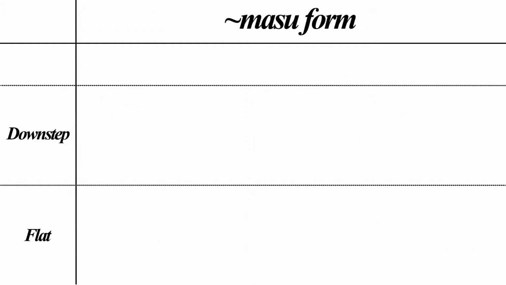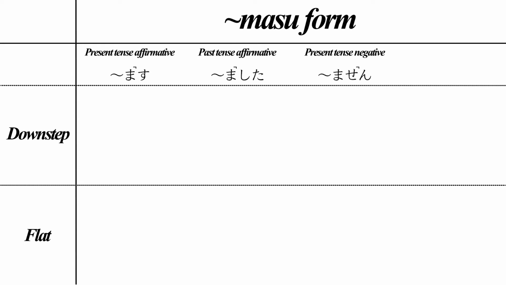First, let's take a look at the masu form. In the masu form, the accent falls on the same mora for both downstep type verbs and the flat type verbs. In the present tense affirmative and the past tense affirmative, the accent falls on ma. In the present tense negative and the past tense negative, the accent falls on se.